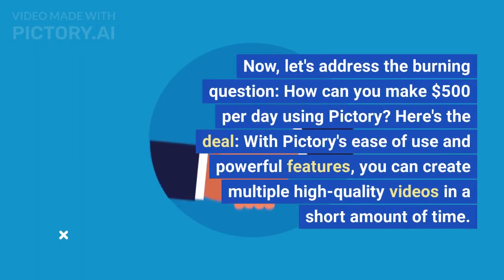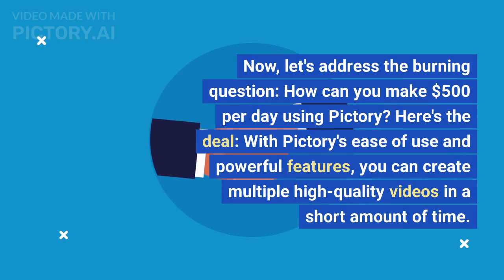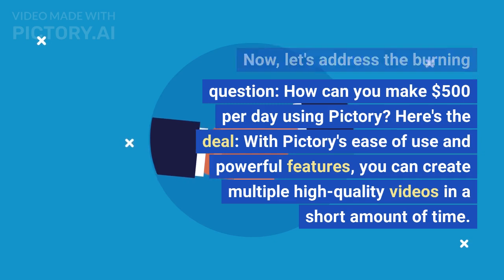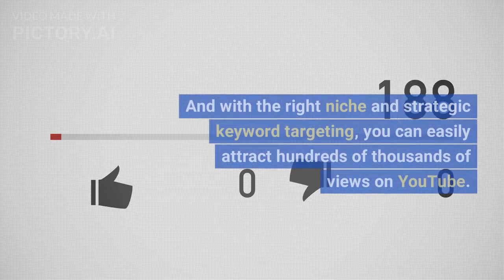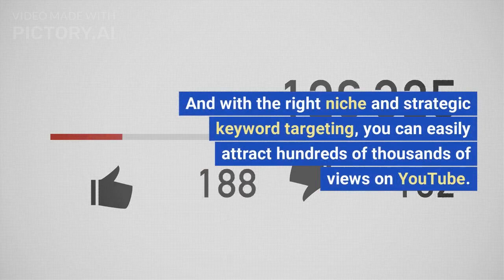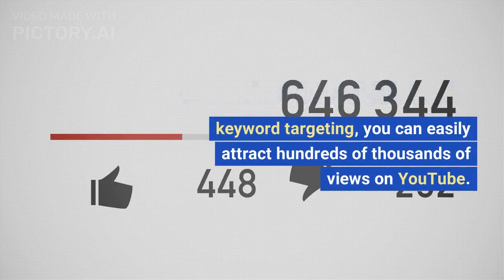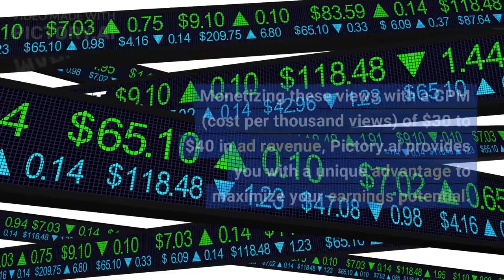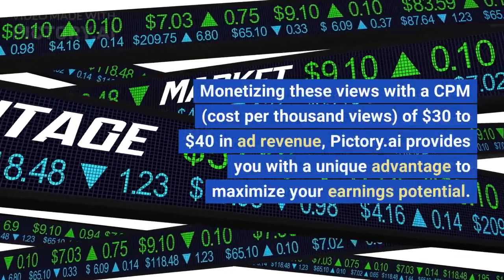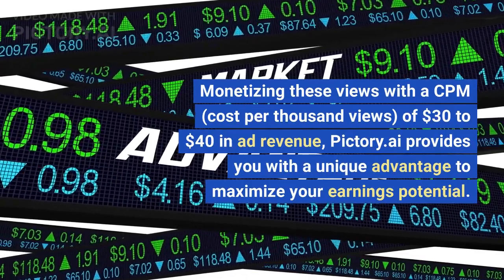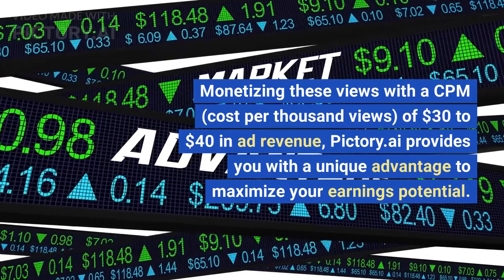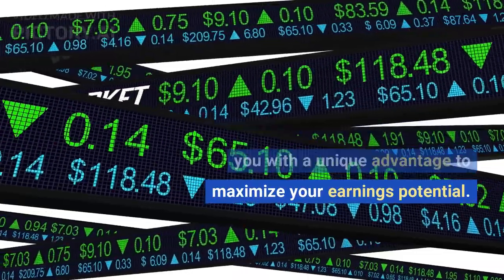Now, let's address the burning question. How can you make $500 per day using Pictory? Here's the deal. With Pictory's ease of use and powerful features, you can create multiple high-quality videos in a short amount of time. And with the right niche and strategic keyword targeting, you can easily attract hundreds of thousands of views on YouTube. Monetizing these views with a CPM, cost per thousand views, of $30 to $40 in ad revenue, Pictory AI provides you with a unique advantage to maximize your earnings potential.